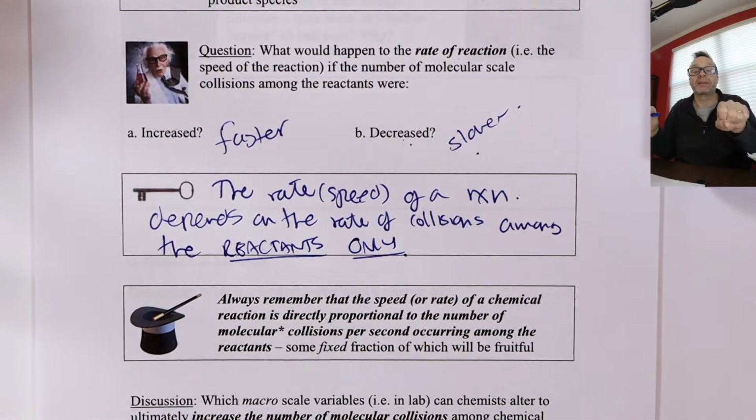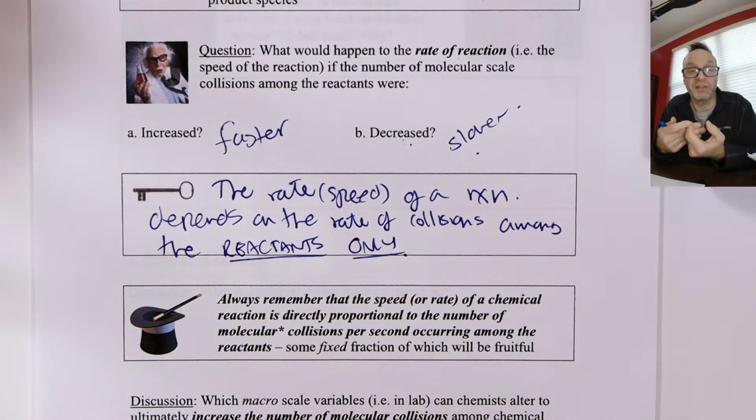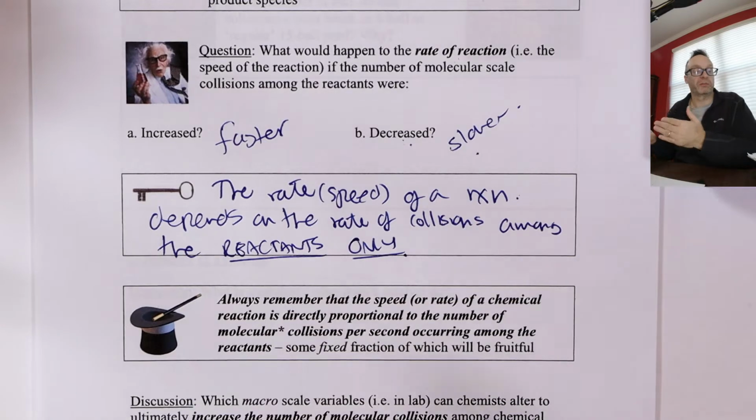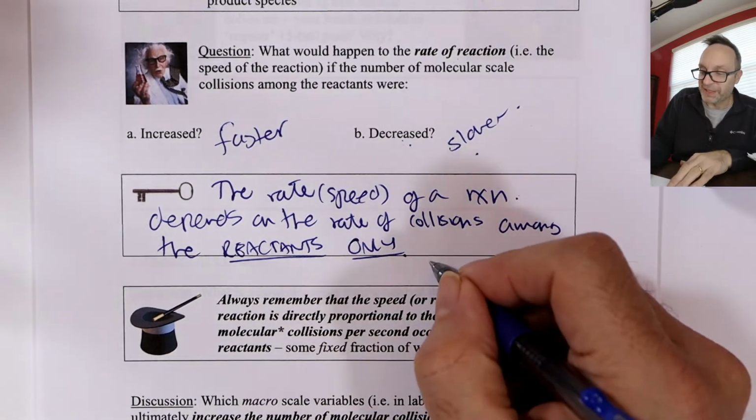It's all about the reactants bumping into each other. The more often they bump into each other, the more often they have a fruitful collision. Fruitful collision results in the formation of a product. This is your basic fact.